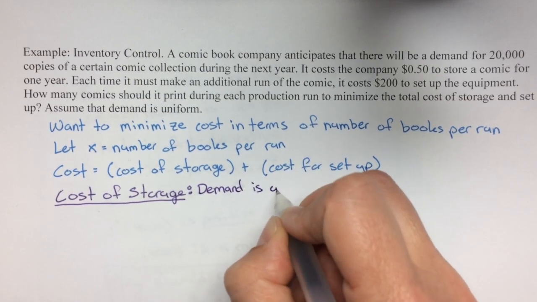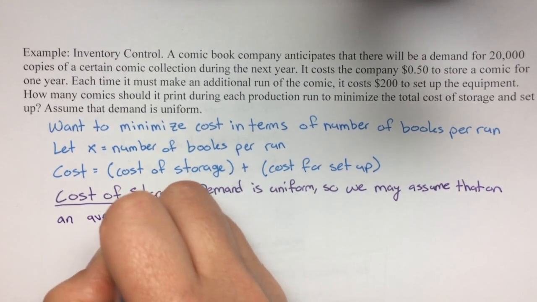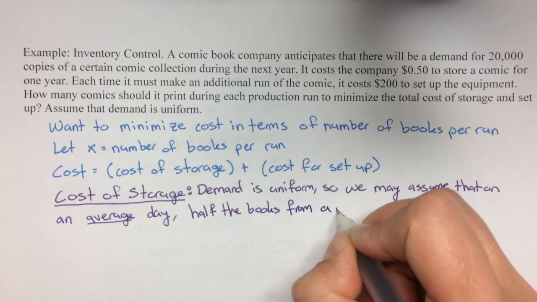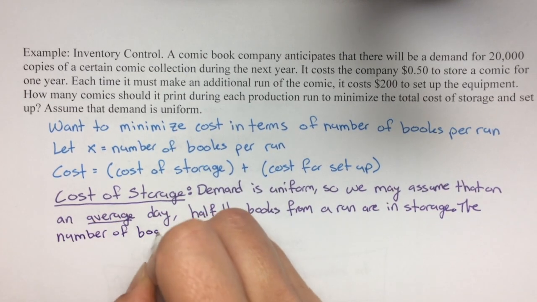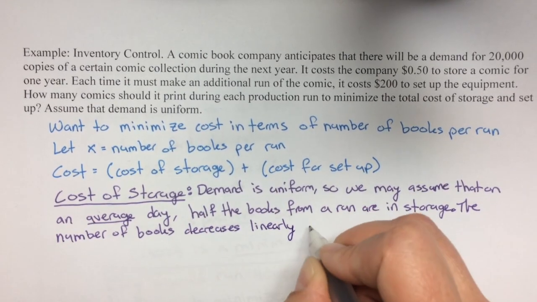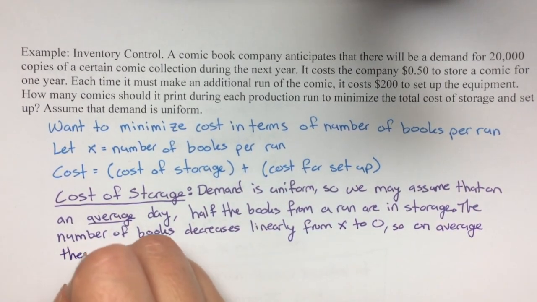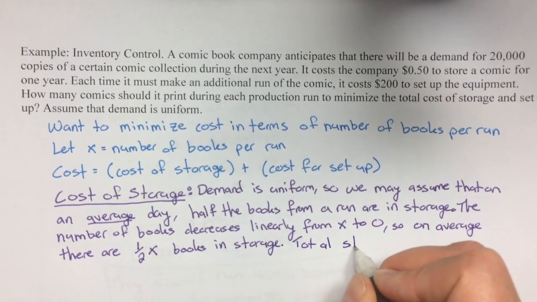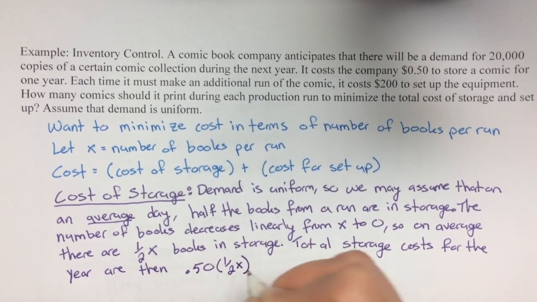We're told that demand is uniform, which means that we get to assume that on an average day, half the books from the previous run are still in storage. That's because the number of books decreases linearly from x, the number of books from the previous run, to 0 when they're all sold out. That means that on average, half the books from the previous run are in storage. So the total cost for a year of storage then is 50 cents multiplied by the number of books, which is half the number of books from the previous run. So 50 cents times 1/2 x, or 0.25x.